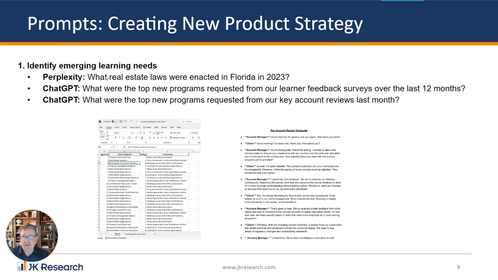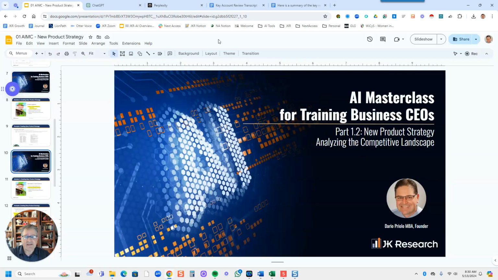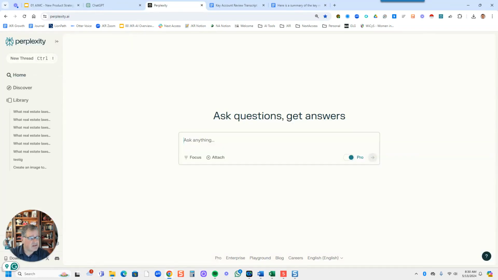So we're going to use Perplexity and we're going to use ChatGPT. Perplexity is extremely useful for doing research, and I'll show you here in a second how useful it is. And then ChatGPT is a great analytical tool. So it's going to do some analysis on some learner feedback surveys and some key account reviews. So let's just exit out of here. We're going to go to Perplexity, and I'm going to type in this prompt.